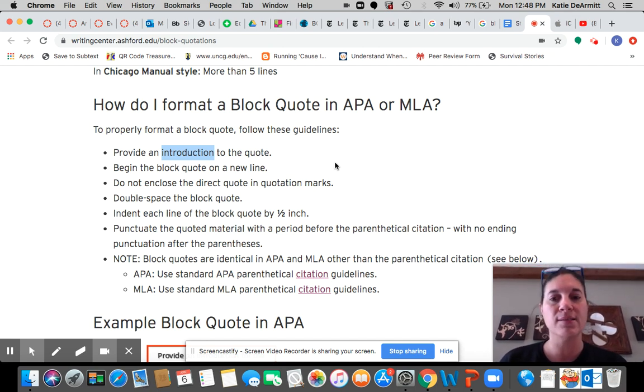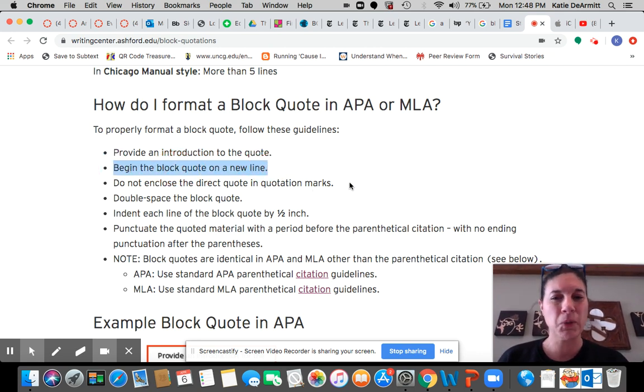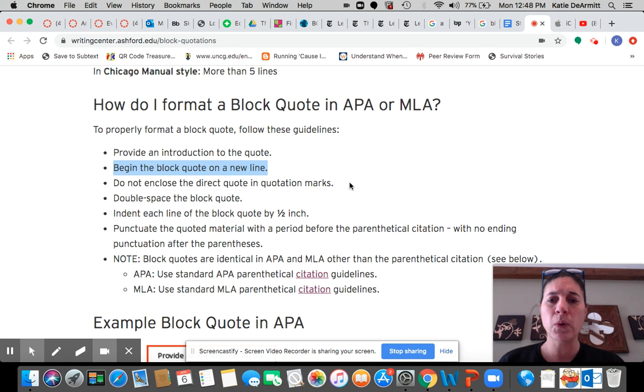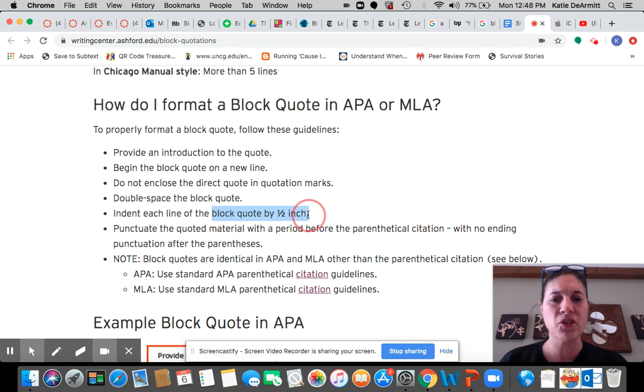You then begin the block quote on a new line. We actually don't use quotation marks, which seems kind of silly, but that's what MLA says, so that's what we do. So there's no quotation marks. We're going to continue our double spacing. We are going to set off that block quote by an additional indentation. So it's almost going to look like a paragraph of its own in a way.